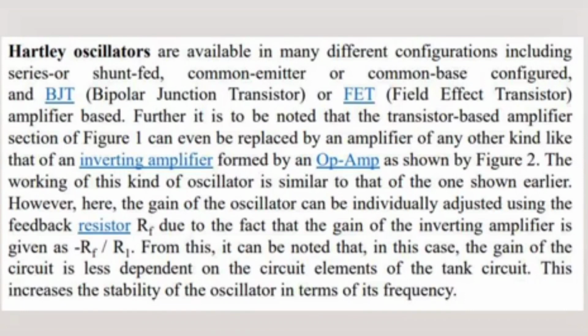The working of this kind of oscillator is similar to that of the one shown earlier. However, here the gain of the oscillator can be individually adjusted using the feedback resistor RF, due to the fact that the gain of the inverting amplifier is given as minus RF by R1. From this, it can be noted that in this case the gain of the circuit is less dependent on the circuit elements of the tank circuit.